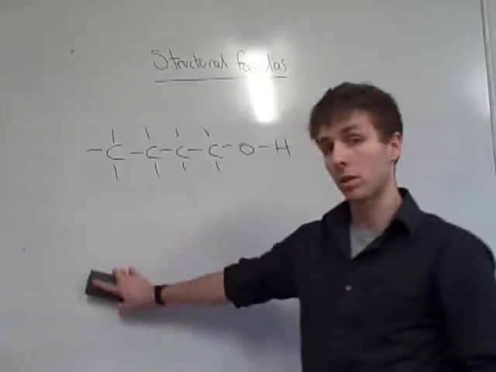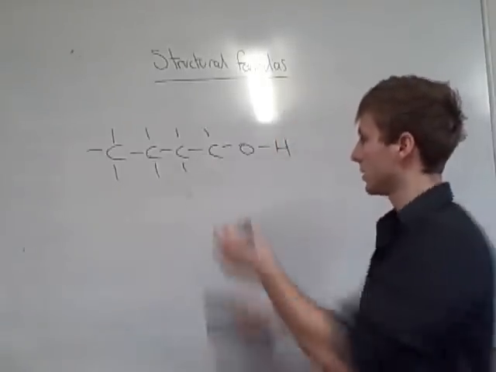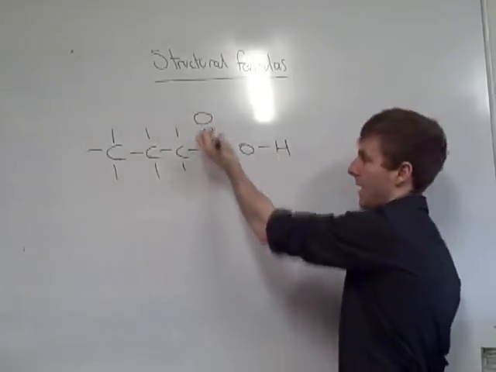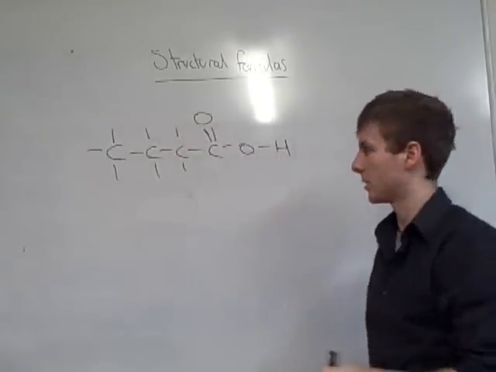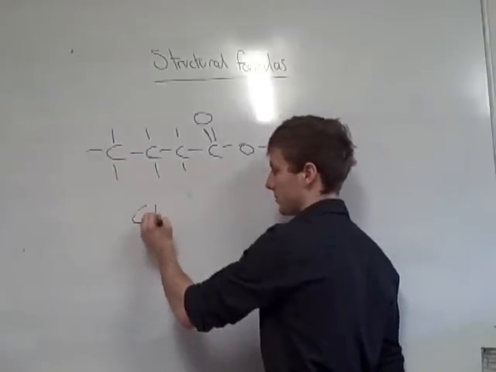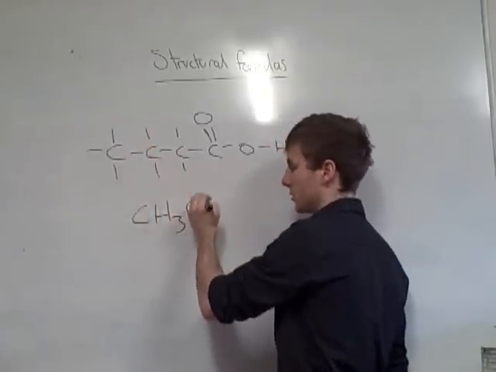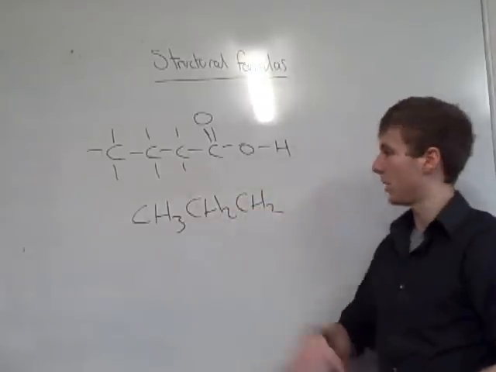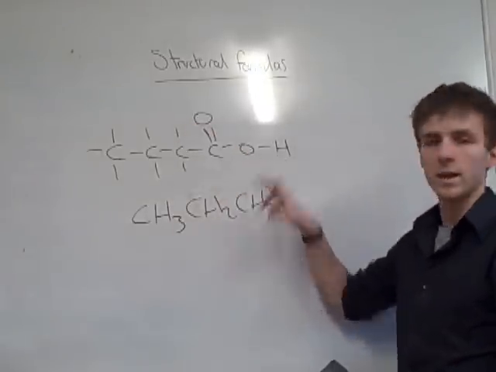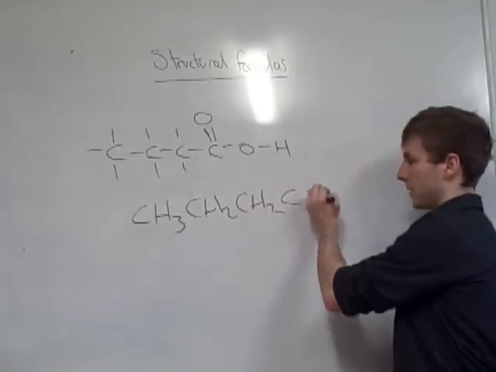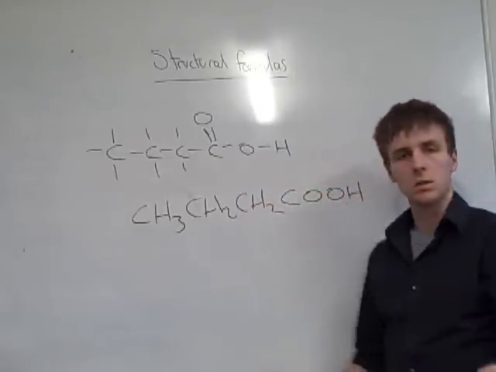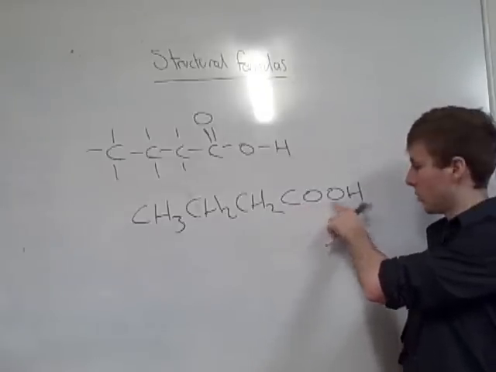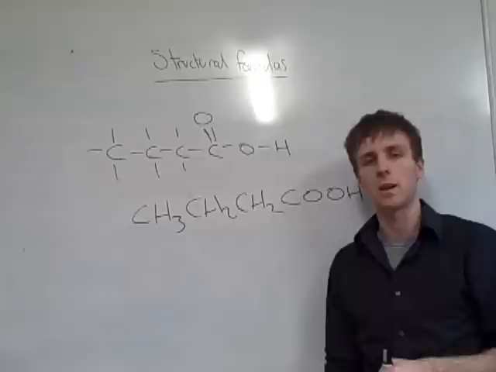We've also got carboxylic acids, which you need to know how to do, and the functional group for carboxylic acid is an OH and a double bond oxygen. So here's how I do that. Again, CH3, CH2, CH2, and then I've got COOH. So I just write it down as COOH. And that shows us I've got a C double bonded to an oxygen with an OH as well. It's as simple as that.